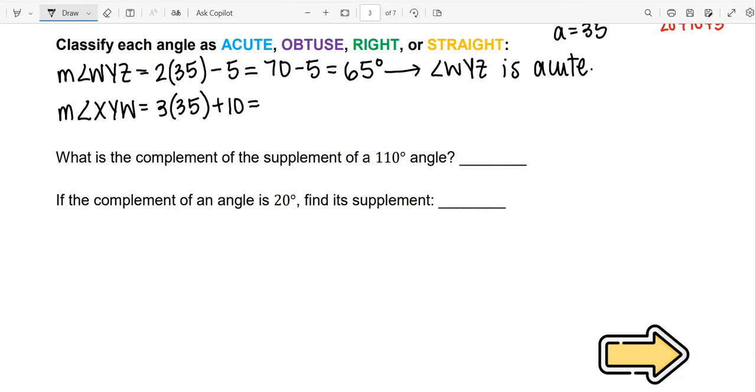Plus 10? Yeah. This is another place where if you struggle with 3 times 35, you can chunk it. Are you ready? What's 3 times 30? 90. What's 3 times 5? 15. Add them together. 105. So 105 plus 10 gives me 115, which makes angle XYW what kind? Obtuse. Does that match our picture?